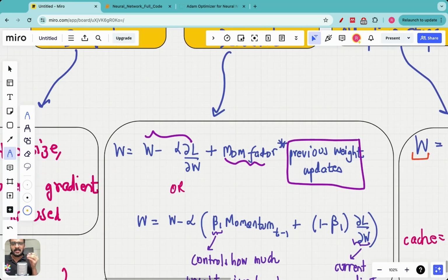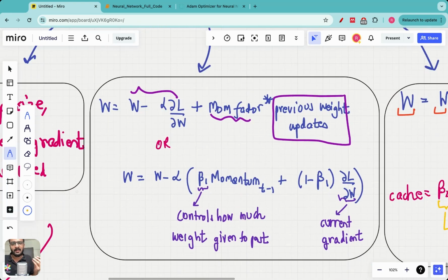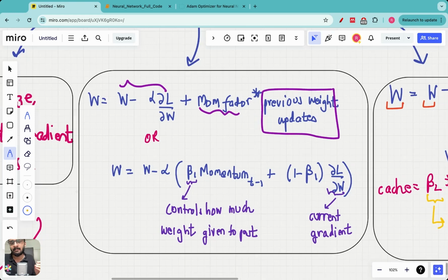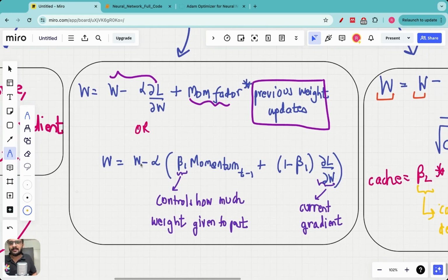Momentum basically says that the past is important, the past weight updates are important, and we should not neglect them. So this can be expressed in this formula. The current weight is equal to the previous weight minus a step size into beta 1 into the momentum. So this controls how much weight is given to the past, plus 1 minus beta 1 into the current gradient. So this momentum value is being tracked. So this is beta 1 into the past momentum value plus 1 minus beta 1 into the current gradient.